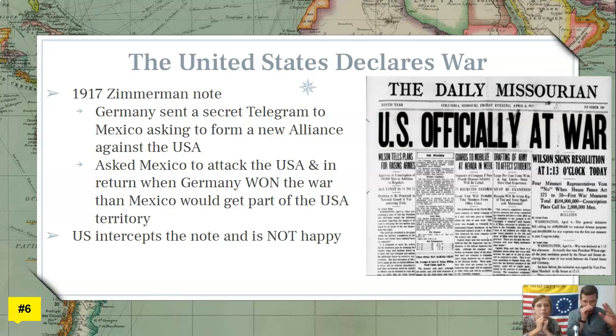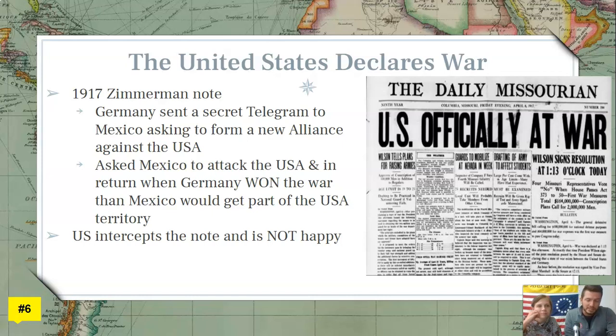So the last thing that kind of happens in 1917 is called the Zimmermann Note, and this is really like the most ridiculous thing you're ever going to hear about in U.S. history. Basically, Germany sent a telegram. It wasn't even Germany, it was their ambassador to Mexico. So the German ambassador to Mexico sent a secret telegram, which wasn't so secret, to the Mexican president, asking them to form an alliance against the United States.